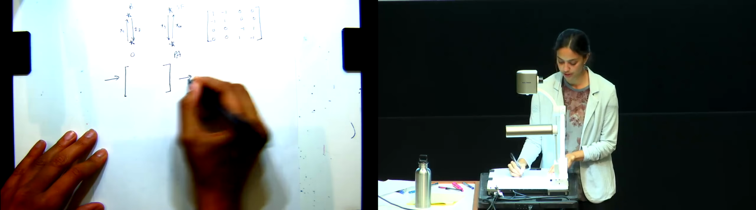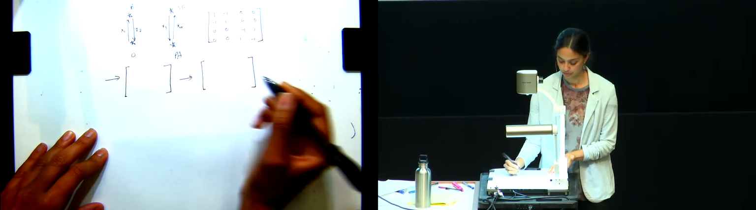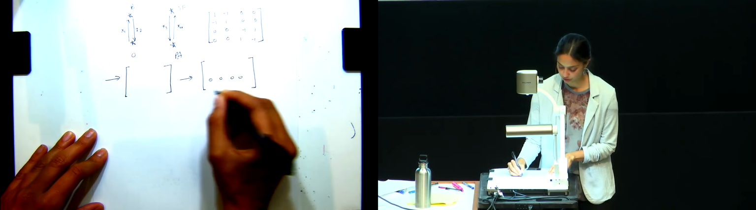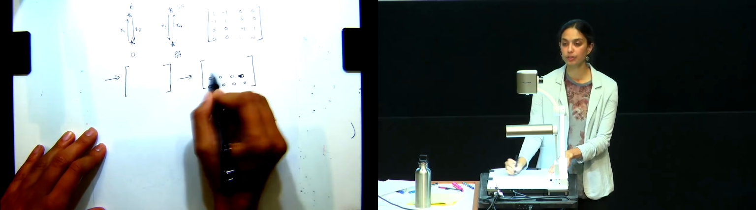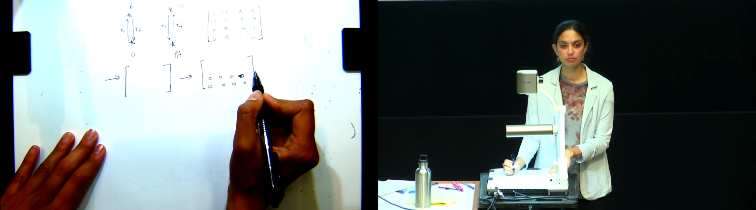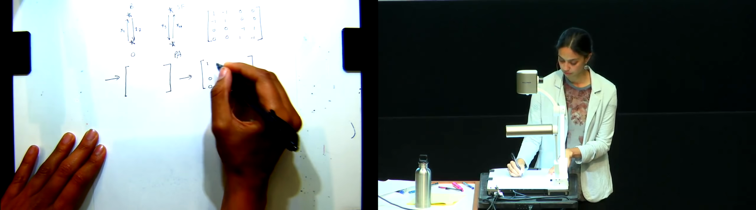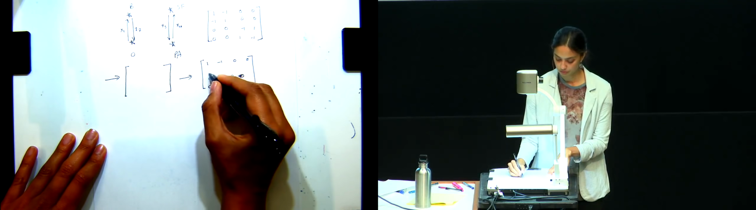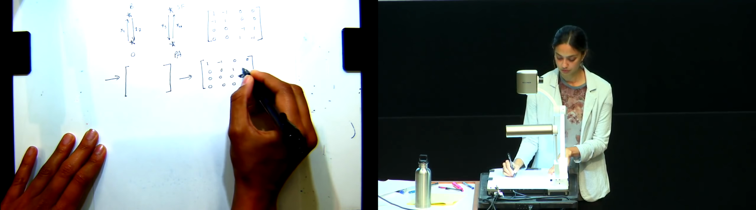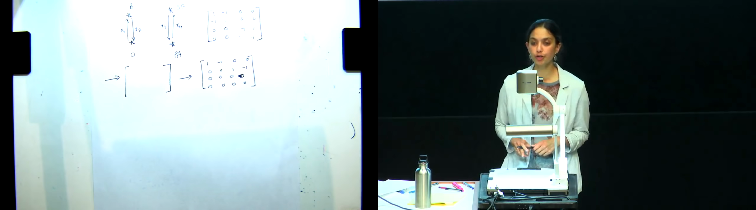How many free rows are there at the end? You get 0, 0, 0, 0, and 0, 0, 0, 0. And does someone want to tell me what these rows are up top here? 1, 0, 0, and what do I have here? Right? So if I have 2 free rows, what does that mean?